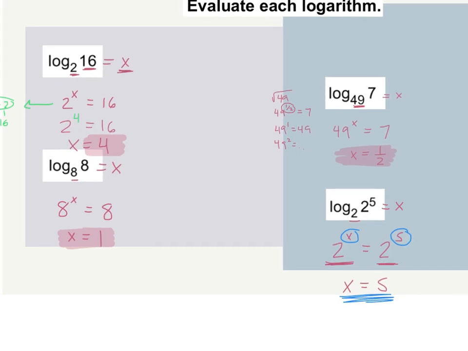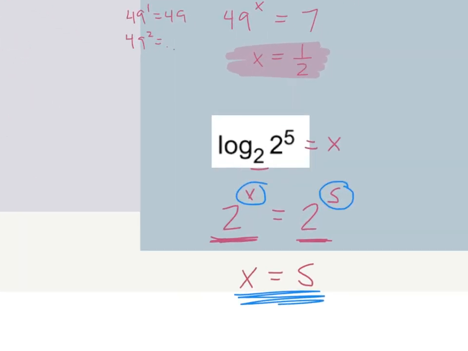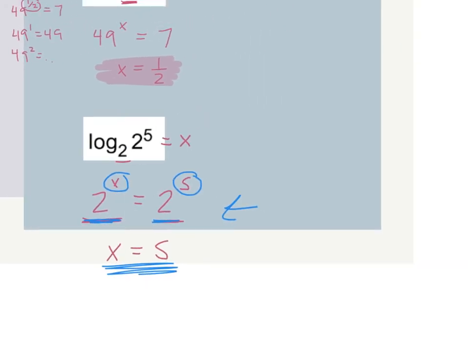Miss Carter? Yes. Like, what if it was like 3x equals 2 to the 5th? Would it still be the same? No, you can only do it this way if you have the same bases. If we had different ones, we would have to do something else to solve it. But don't worry about that now. All right, thank you.